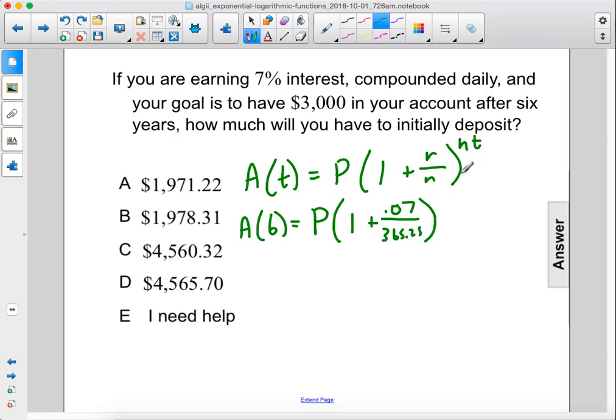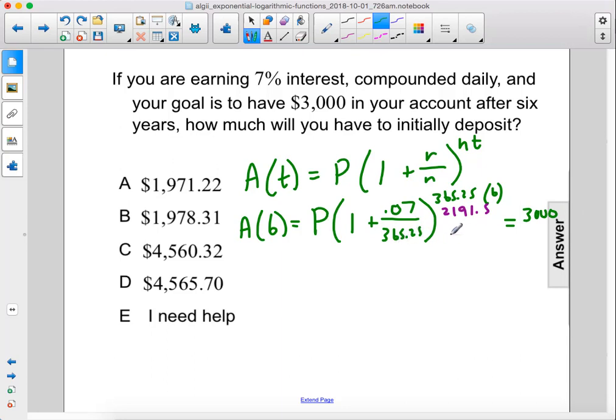365.25) raised to the power of 365.25 times 6. So this value here is 2,191.5. And then we're just going to set that whole thing equal to 3,000, since that's what we want our balance to end up at.